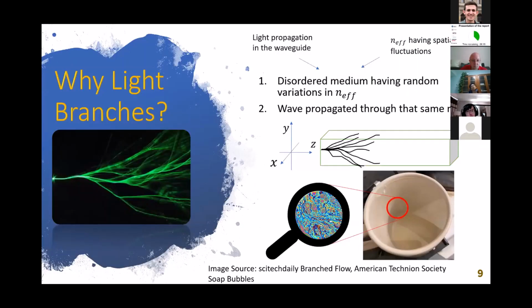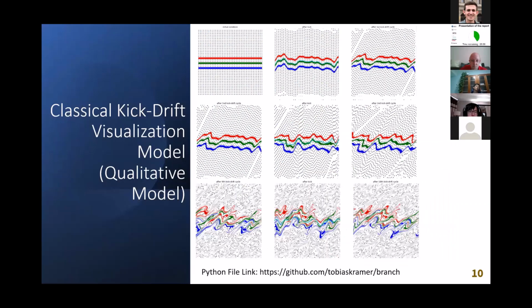So from these two understandings, that N effective has spatial fluctuations and light propagates in a waveguide, we deduce two fundamental principles that lead to the branching pattern. One being that the disordered medium has random variations in N effective, and second, that the wave must propagate through that same medium that has this feature. So I wanted to introduce to you this classical quick drift model where on the top left, you see a homogeneous medium where there are three distinct RGB lines. Now, if I run this code continuously, I will be applying a distortion to this medium in a series of black dots.